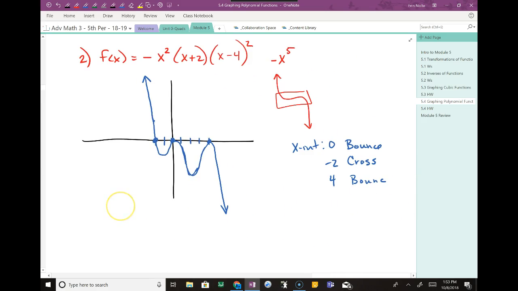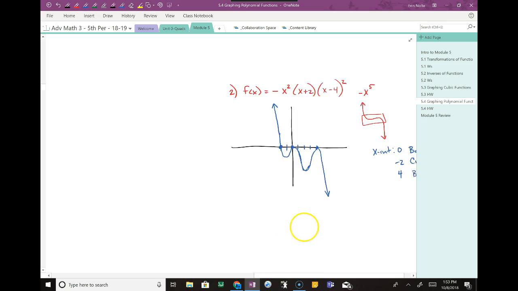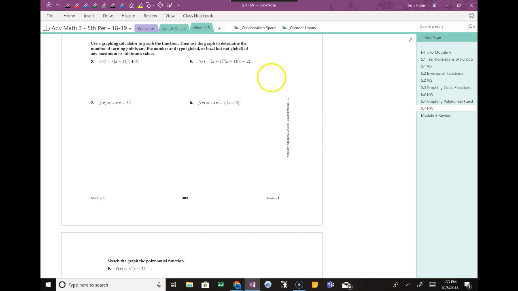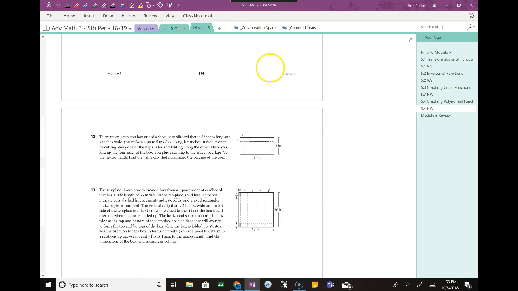Do I need to talk about end behavior and how many turning points this has? How many turning points do you see? 4. So I see 1, 2, 3, 4 turning points. A turning point is technically a max or a min, relatively. Good? Let me double check, make sure I covered everything. Polynomial. Oh yeah, we got it all.